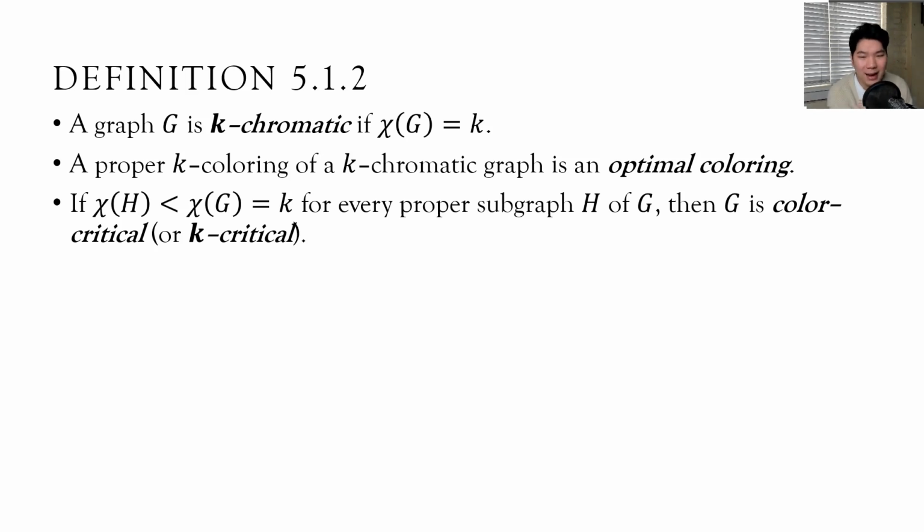I don't want to say necessarily the best, but the best in terms of how many colors we need. Next, if I have a proper subgraph H of my graph G such that the chromatic number of my subgraph H is always strictly less than the chromatic number of G, then we say that G is color critical, or K critical. In other words, if I take any subgraph of my original graph G, then I actually need fewer colors, strictly fewer, not necessarily equal to. So we have these 3 quick definitions. Now let's go back to proving some propositions.